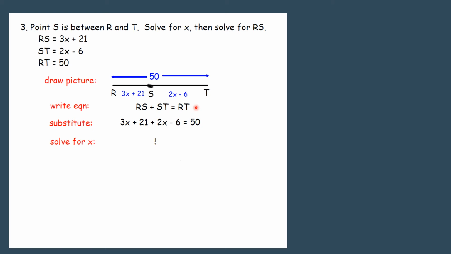So the first thing we're going to notice is we have too many terms with an x and too many constants on the left side. So we're going to combine like terms, and we're going to get 5x plus 15 equals 50.